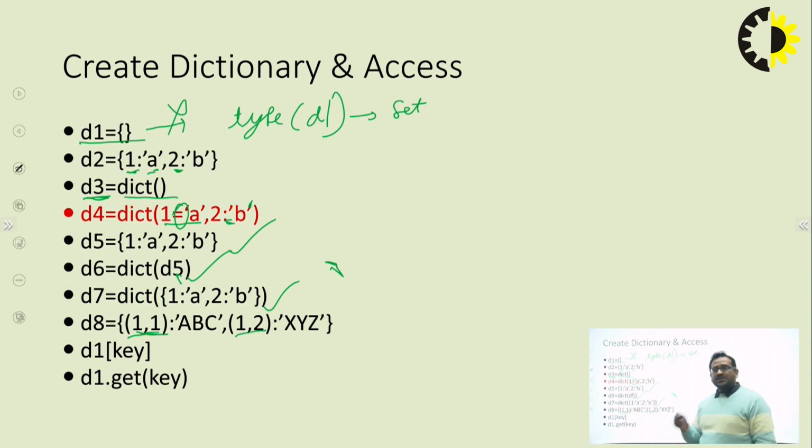If you want to access an item, you can access it by using the key only, using D1 with the key. One more option is the get function. By using this get function, you can access a particular item by its key. The difference between them is that if the key is not available, the first gives an error, and the get function does not give any kind of error.